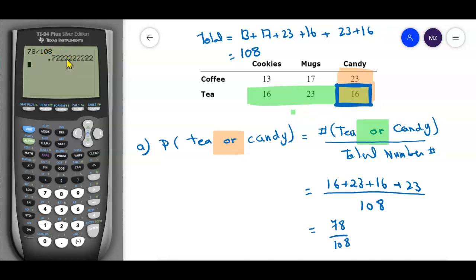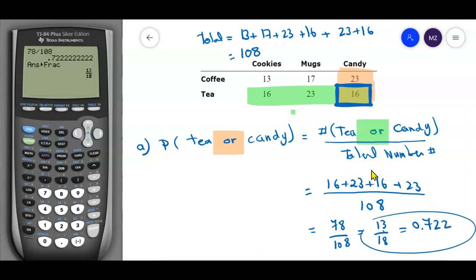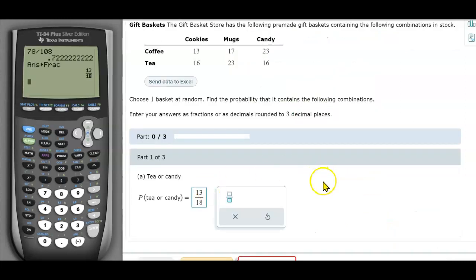That's one answer. The other way, you might be able to reduce 78 over 108. You're going to go to math and keep it on the first one. You want to convert it into a fraction and enter. So you're going to get 13 over 18. So 13 over 18 is a good answer as well. 13 over 18, or 0.722. All right, this is your answer. Okay, let's go and verify it then. So 13 over 18, check it.